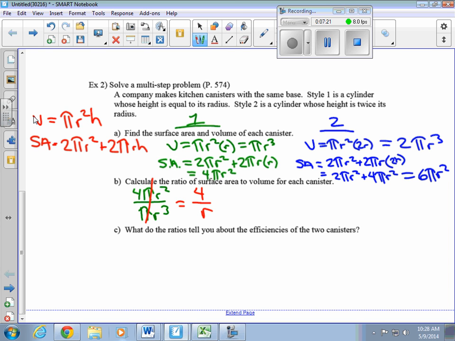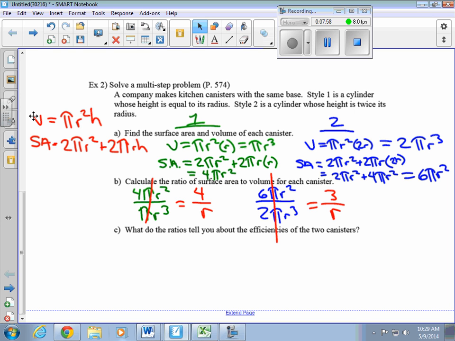If we go to canister 2, it says calculate the ratio of the surface area to the volume of each canister. So now let's do the second one. So the surface area again is going to go on the top. That's 6 pi r squared over the volume, which is 2 pi r cubed. And again, we're going to cancel out our like terms, taking out the common factors. So our pi's are gone. 6 divided by 2 is 3. And now we have r squared in the numerator and r cubed in the denominator. That gives us just an r in the denominator.